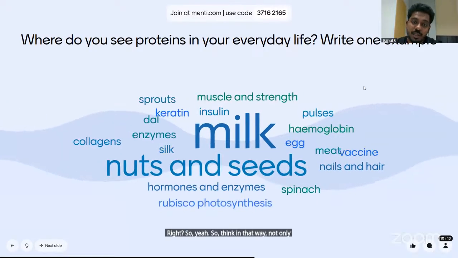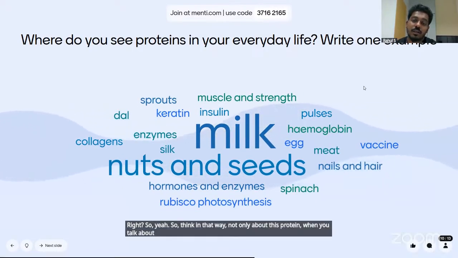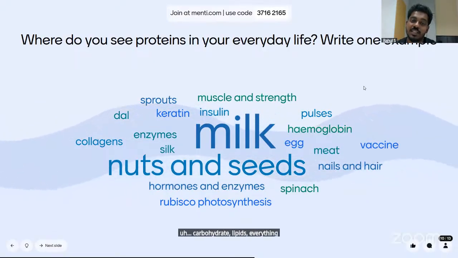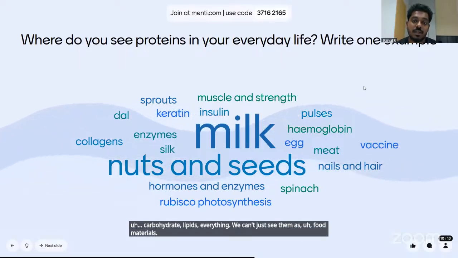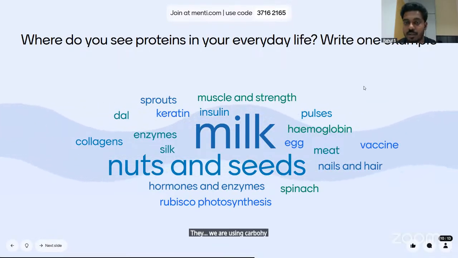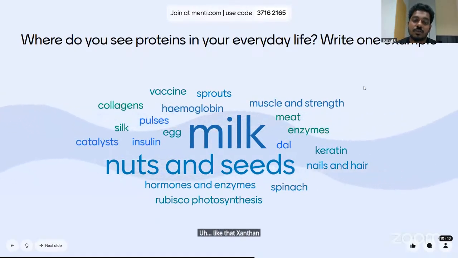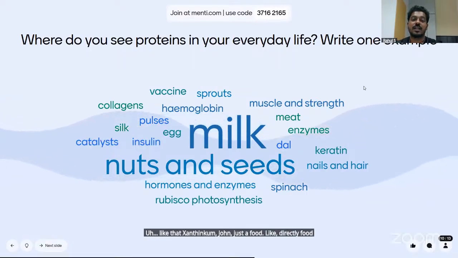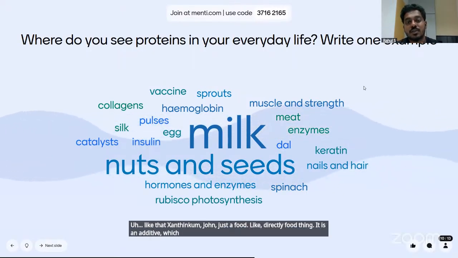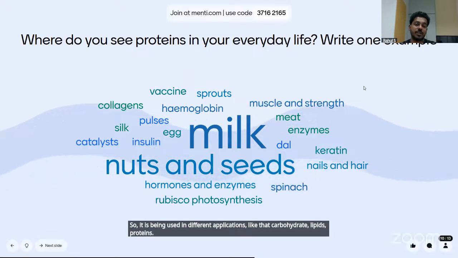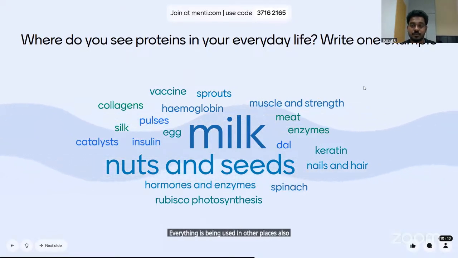Not only about protein, when you talk about lipids, everything, we can't just see them as food materials. We are using carbohydrates for other purposes also. Like xanthan gum, it is not just a direct food thing. It is an additive which solidifies liquid. That's what we read, right? So it is being used in different applications. Like that, carbohydrates, lipids, proteins, everything is being used in other places also, right? So that's what we want to convey here.